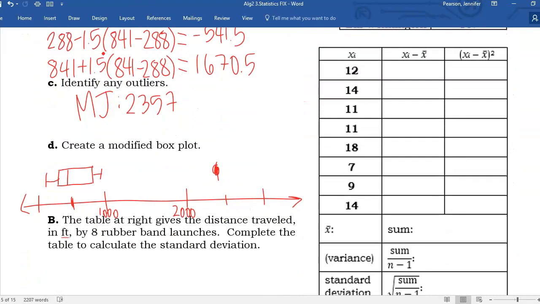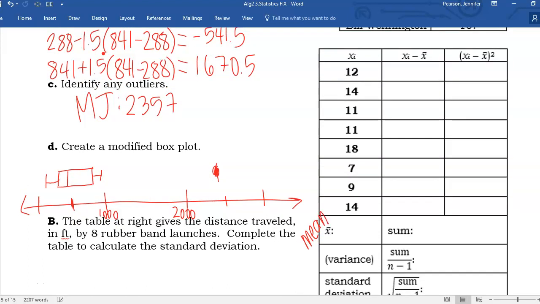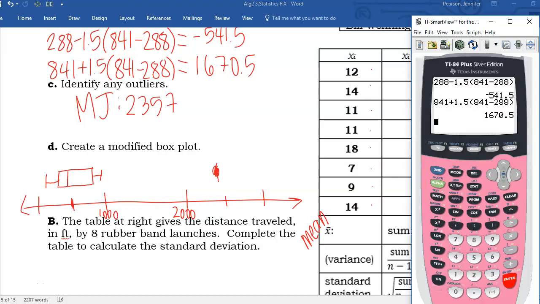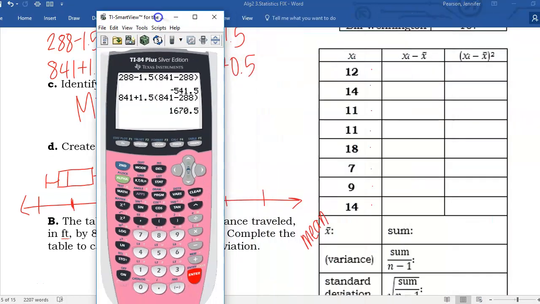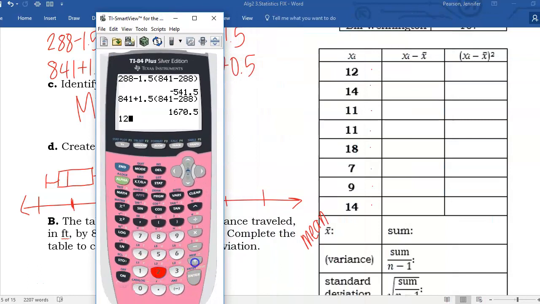So the first thing we need to do is calculate a mean. That's what this symbol here means, mean. So we're going to add our 8 values and then divide by 8. So that is 12, 14, 11, 11, 18, 7, 9, 14. Get the sum and then divide by 8. Our mean is 12.